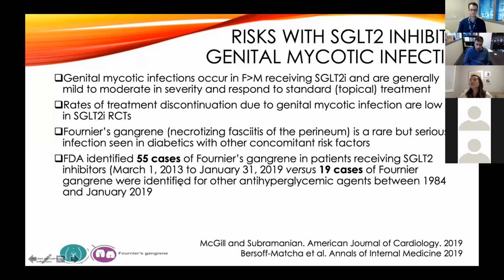So in the Annals of Internal Medicine in 2019, a study looked into the FDA adverse event reporting data files. And they found 55 cases of Fournier's gangrene in patients receiving SGLT2 inhibitors versus 19 cases of Fournier's gangrene with the use of other antihyperglycemic agents. So the authors thought that the higher number of Fournier's gangrene reported in SGLT2 inhibitor users in such a short amount of time is reflective of an association. There is, of course, an obvious uncertainty with reporting, as it is unclear what the rate is without a denominator.